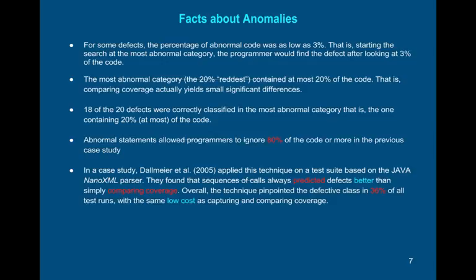And abnormal statements allow programmers to ignore 80% of the code or more in the previous case study. And in the case study in 2015, they applied this technique on a test suite based on the Java NanoXML parser. They found that sequences of calls always predicted defects better than simply comparing coverage. Overall, the technique pinpointed the defective class in 36% of all test runs, with the same low cost as capturing and comparing coverage.